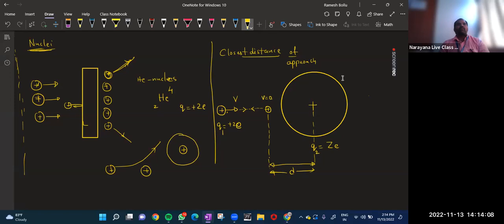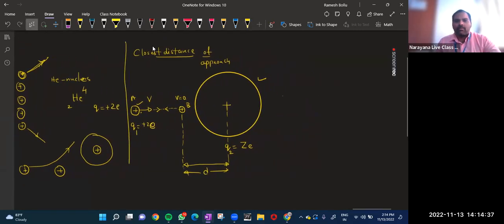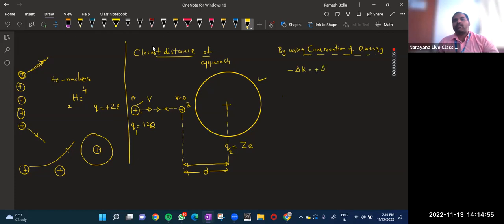D is the closest distance of approach. Between point A and point B, loss of kinetic energy is gain of potential energy. There is no collision between the alpha particle and the gold nucleus, and no friction, so no wastage of energy: no loss of energy, no gain of energy. So I can write one statement by using conservation of energy: loss of kinetic energy equals gain of potential energy.